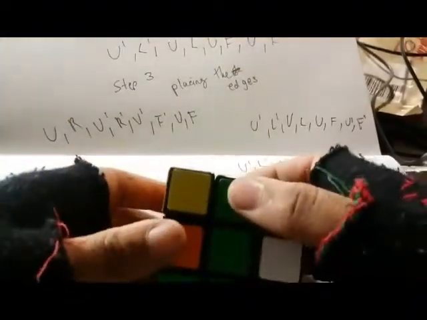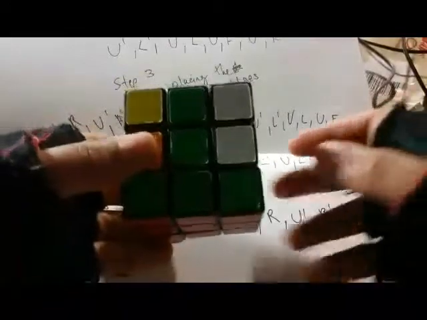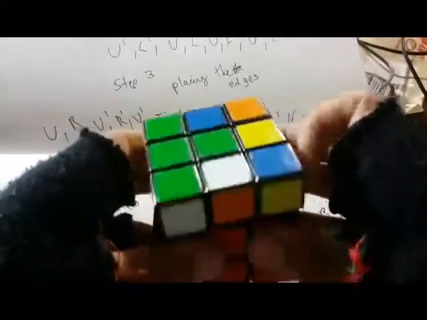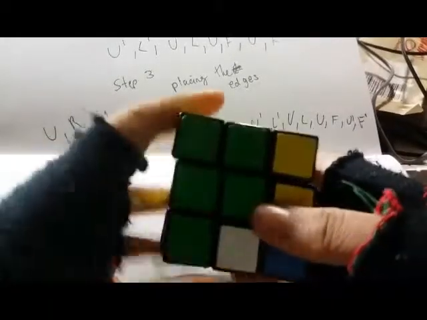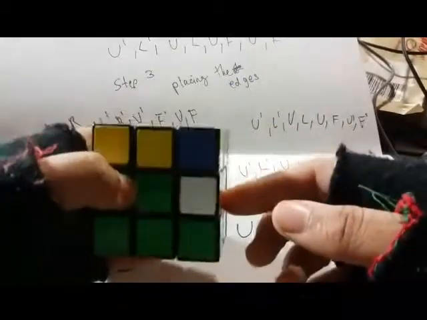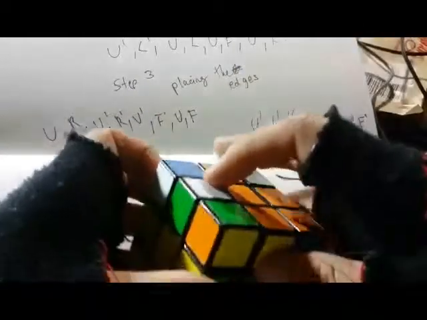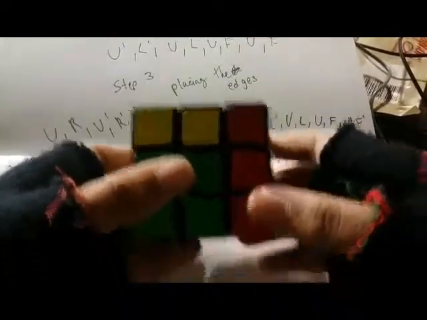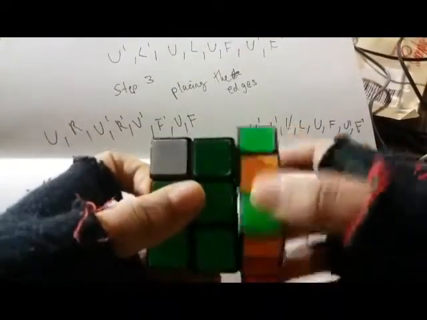Again, this goes to the left, so we're going to do U prime, L prime, U, L, U, F prime, U, F prime. And again, this piece over here is green and white. We want it to go over here, so we'll line it up. It has to go to the right, so we're going to use this algorithm: U, R, U prime, R prime, U prime, F prime, U, F.